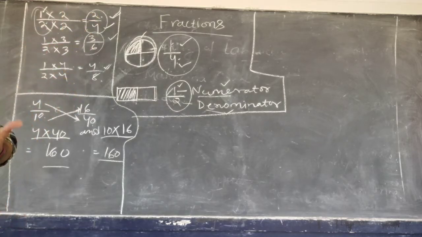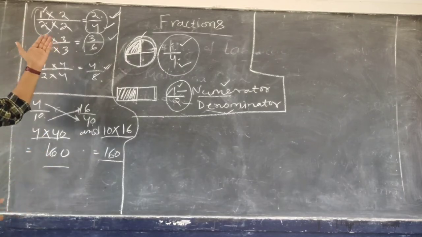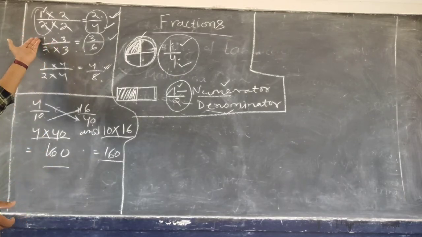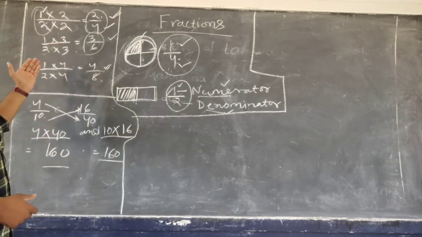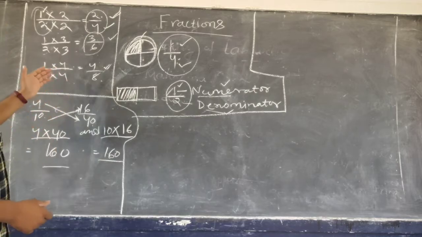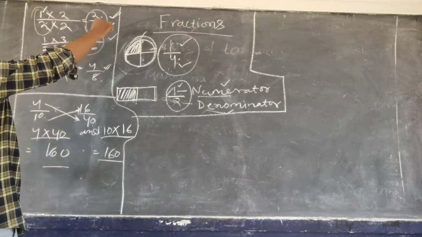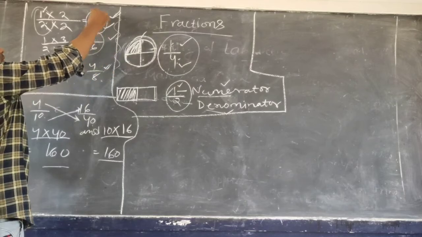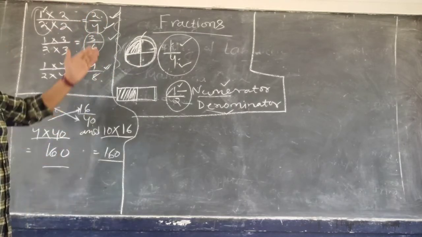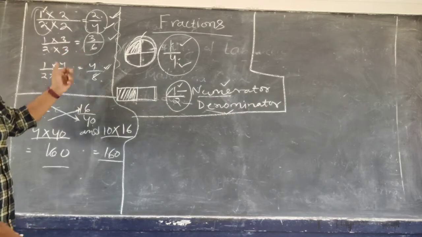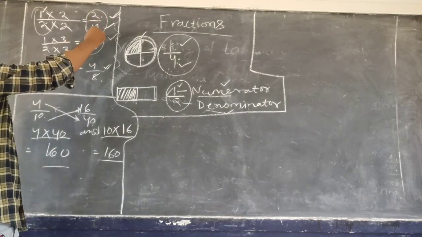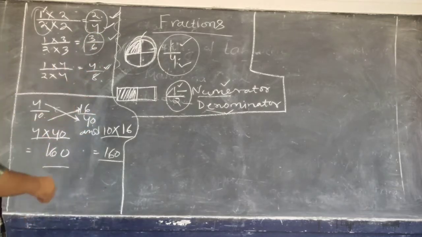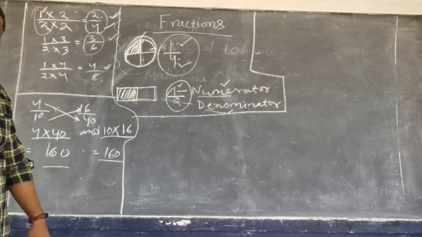Next we find another equivalent fraction. Here we multiply 3 with 1/2, meaning with both 1 and 2, and we get 3/6. Next we multiply 4 with 1/2, and we get 4/8. So with multiplication by 2 we get 2/4, by 3 we get 3/6, and by 4 we get 4/8. All three numbers, 2/4, 3/6 and 4/8, are equivalent fractions of 1/2.